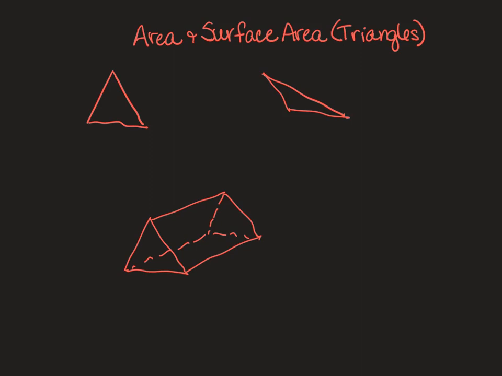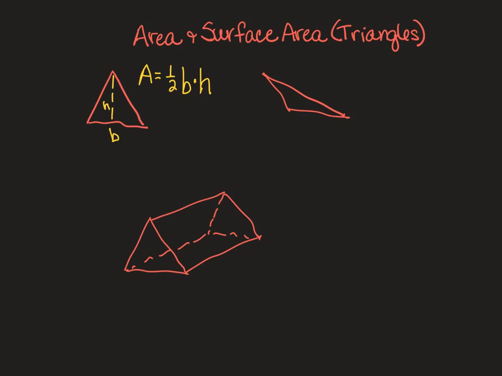So for instance, in this first triangle, this is the height, and this is the base. The formula for the area of a triangle is 1/2 the base times the height. So I would multiply the base times the height, and then multiply again by 1/2, or I would divide by 2.